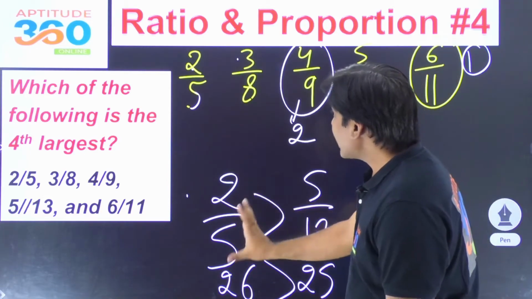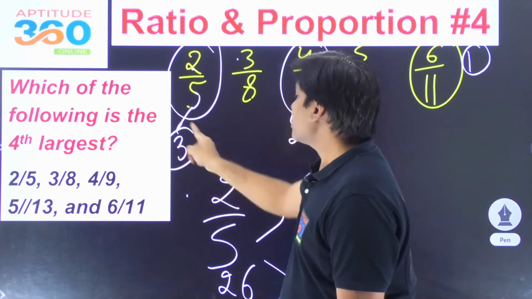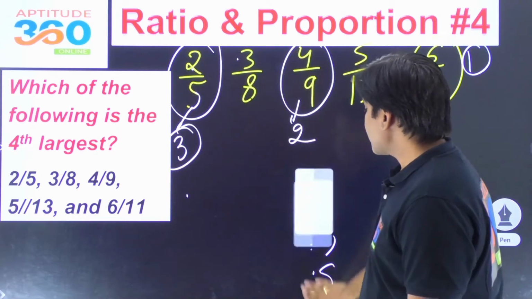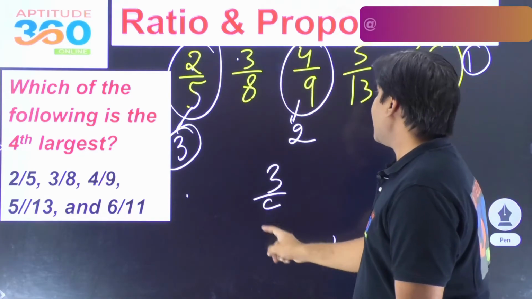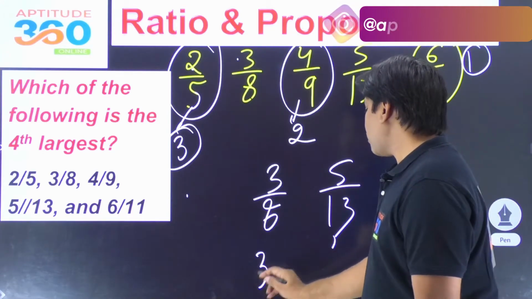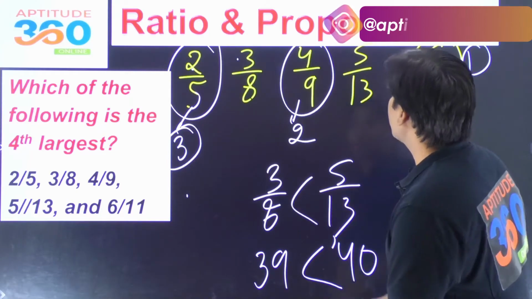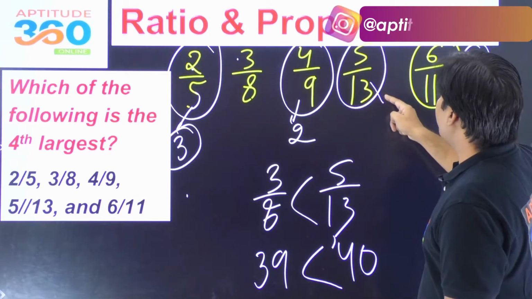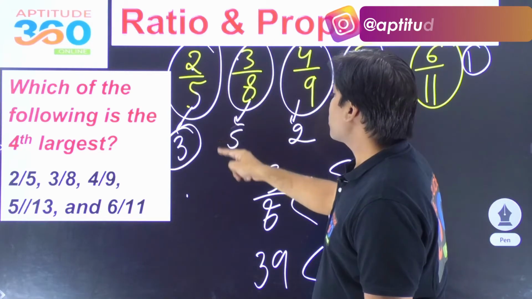तो इसका मतलब क्या होगा कि ये जो 2 by 5 है ना, 2 by 5 is coming out as your third largest value. Can you do the comparison between these two? 3 by 8 and 5 by 13. So 13 into 3 comes out as 39. 8 into 5 comes out as 40. This is bigger, so this is bigger. So this value is the fourth largest value, and this is going to be the smallest value.